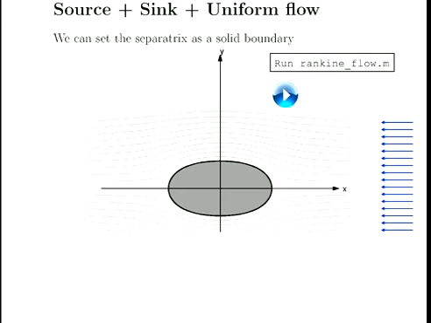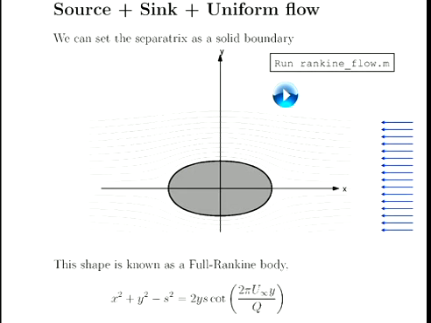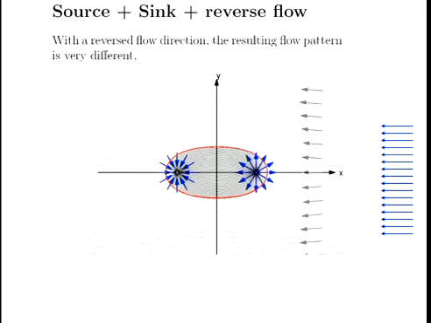So, as I've said, that shape is called a half-Rankine body, not very originally named. But it does give us a kind of starting point to introduce this concept of a doublet.